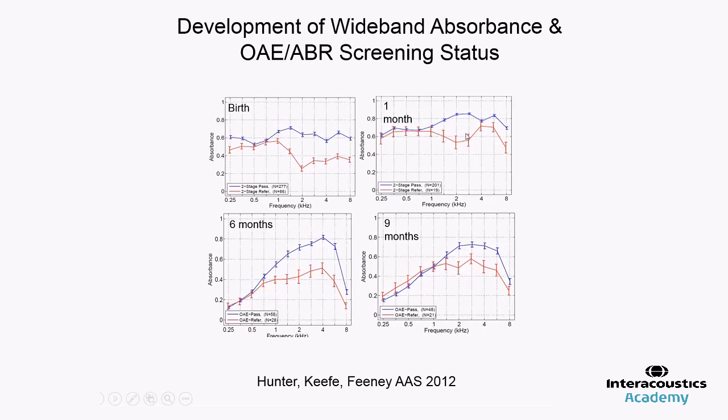At 1 month of age, the differences aren't quite as big, but we still see that that 1 to 4 kilohertz region is the most diagnostic. And then at 6 months of age and 9 months, you can see there are small differences. As it becomes more adult-like, we're really not seeing much of a difference at all in the low frequencies, but this frequency region from 1 to 4 kilohertz remains highly diagnostic at each age range over the first year.